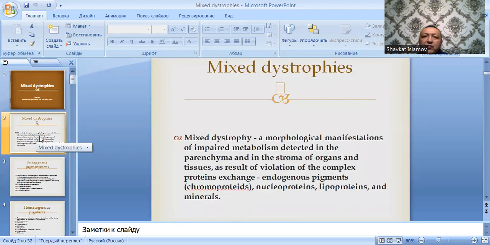Mixed dystrophy is a morphological manifestation of impaired metabolism, detected in the parenchyma and stroma of organs and tissues, as a result of a violation of the exchange of complex proteins, endogenous pigments, nucleoproteins, lipoproteins, and minerals.